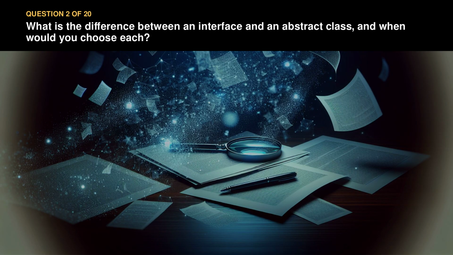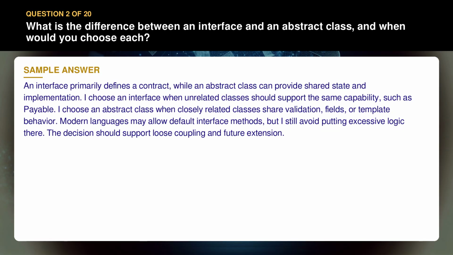Question 2. What is the difference between an interface and an abstract class, and when would you choose each? An interface primarily defines a contract, while an abstract class can provide shared state and implementation. I choose an interface when unrelated classes should support the same capability, such as payable. I choose an abstract class when closely related classes share validation, fields, or template behavior.